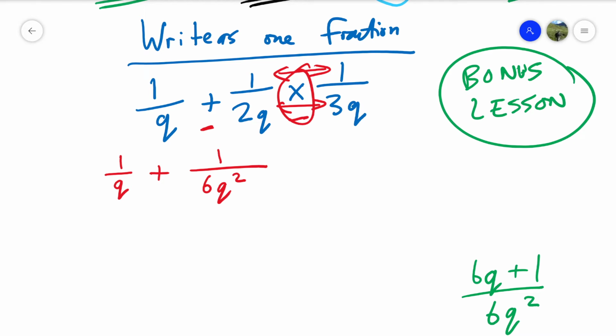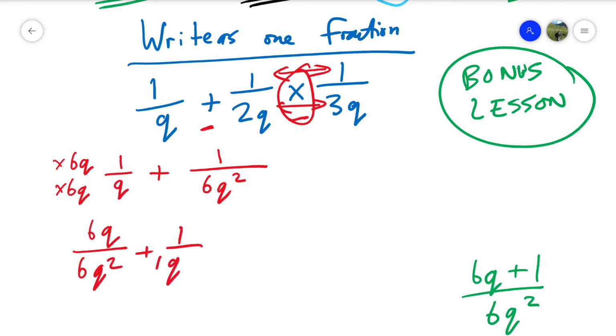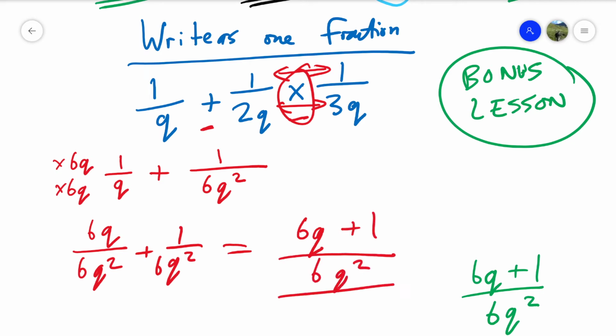That's like adding elephants and giraffes. We need them to be exactly the same thing. So this one on the left, I'm going to times the bottom by 6q, and therefore I must times the top by the same. So I end up with 6q over 6q squared plus 1 over 6q squared. The bottoms are now the same, which means I can now combine them to be 6q plus 1 divided by 6q squared. There we go.